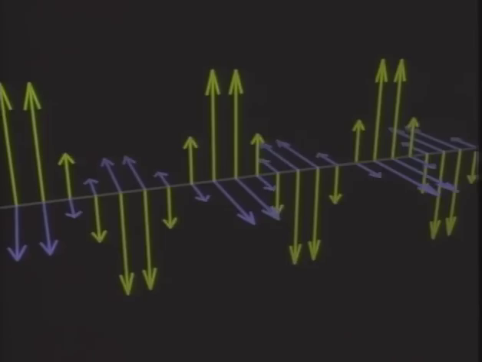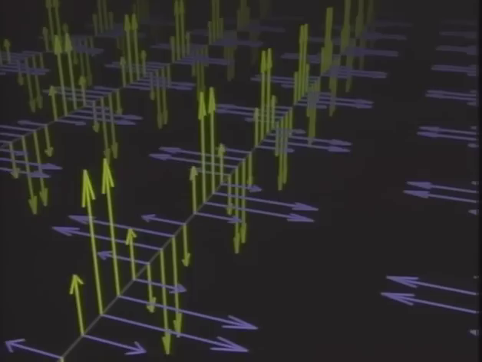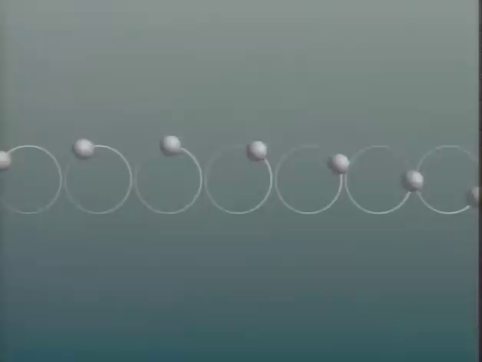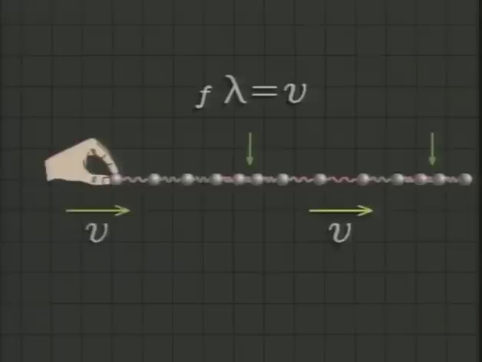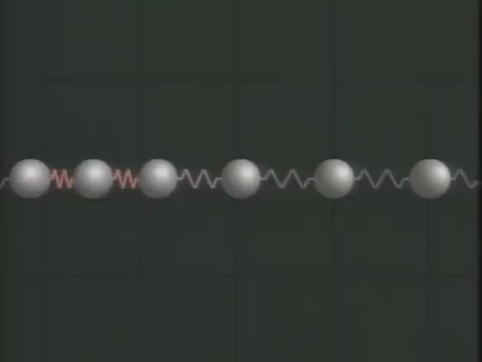A wave is a disturbance that propagates from one place to another. And no matter whether they're electromagnetic waves, or water waves, or any other kind of waves, all waves have certain properties in common. For example, a wave's frequency times its wavelength equals its speed. But mechanical waves can be longitudinal or transverse.